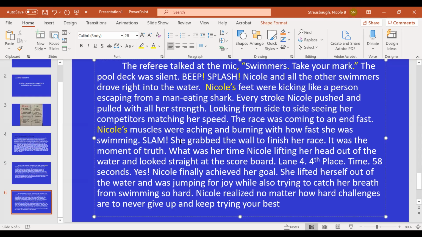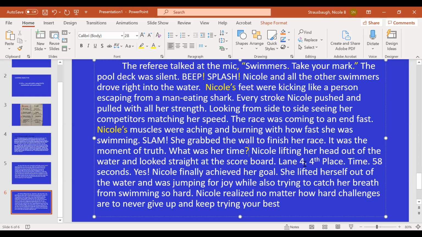Slam! She grabbed the wall to finish her race. It was the moment of truth. What was her time? Nicole lifting her head out of the water and looked straight at the scoreboard. All right, there's something right here missing. So what was her time? So are we asking a question? Are we stating a fact? What do you think, boys and girls? We're asking a question. So what was her time? Nicole lifting her head out of the water and looked straight at the scoreboard.